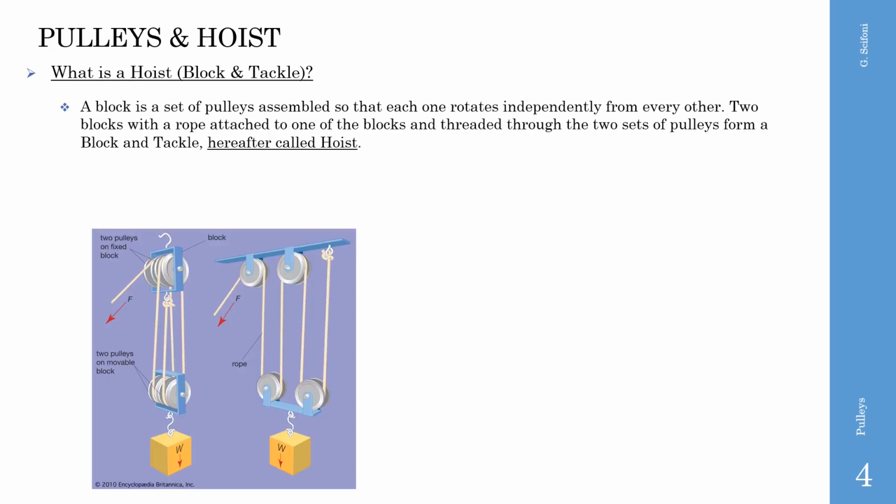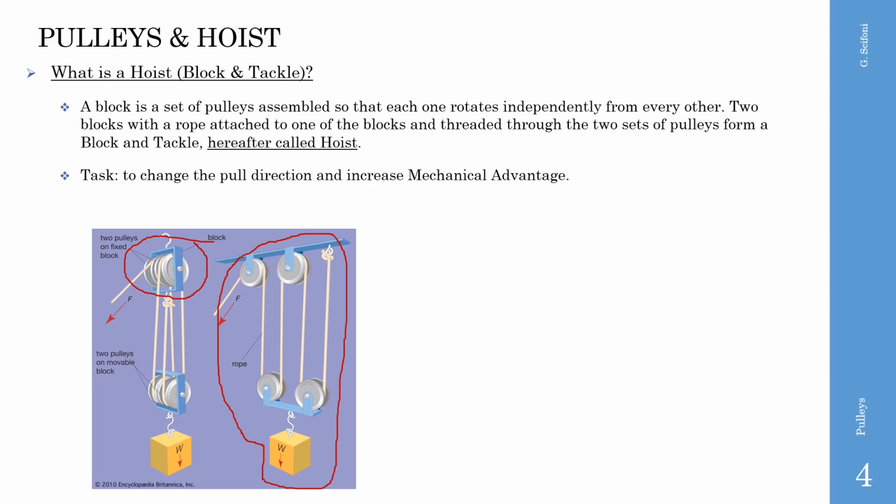What is a hoist, also called block and tackle? A block is a set of pulleys assembled so that each one rotates independently from the others. Two blocks with a rope attached to one of the blocks and threaded through the two sets of pulleys form a block and tackle, hereafter called hoist to make it simple. The task of a hoist is to change the pull direction and increase the mechanical advantage. The mechanical advantage must be calculated case by case. See afterwards.